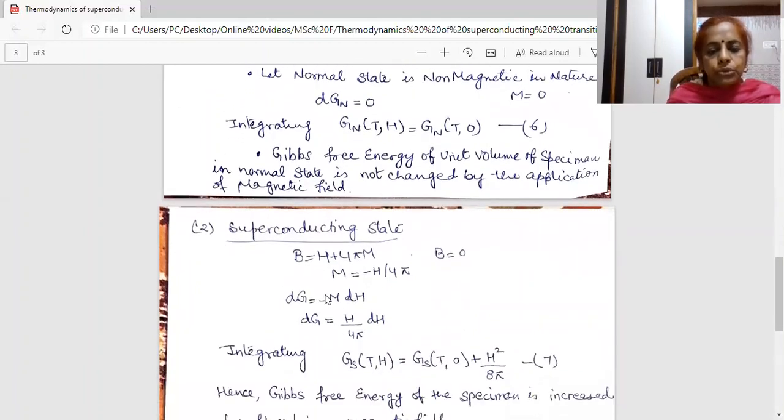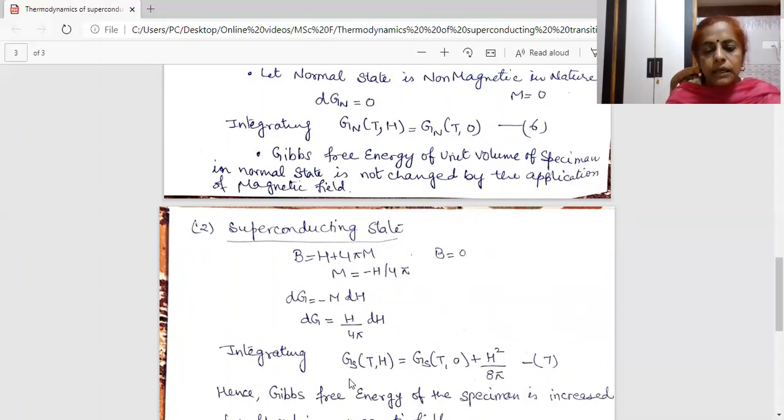dG is equal to minus M dH. Substituting M, I got dG equal to H upon 4 pi dH. Now I am integrating my expression, as temperature is kept constant and the variation is in the magnetic field. I got the Gibbs free energy of the superconducting state Gs(T,H) equal to Gs(T,0) plus, integrating this, H square upon 8 pi.